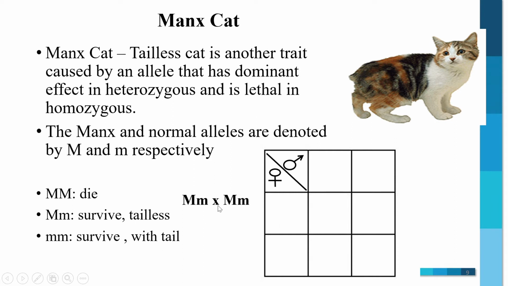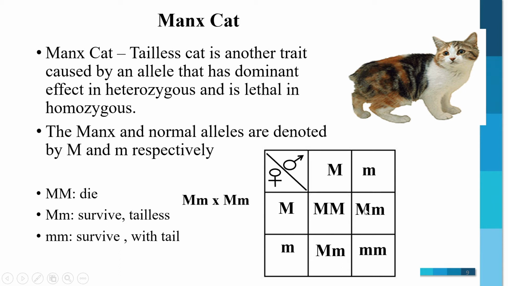So if you cross two tailless cats, what are you going to have? So M, capital M, small m, capital M, small m. What are you going to have? Yeah, the combination. So what are you going to have here? Instead of having 3 to 1, we will have 2 to 1. Why? Because this one will die. So the homozygote dominant will die.